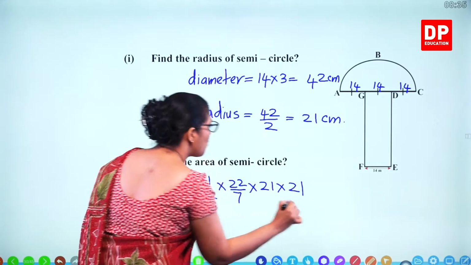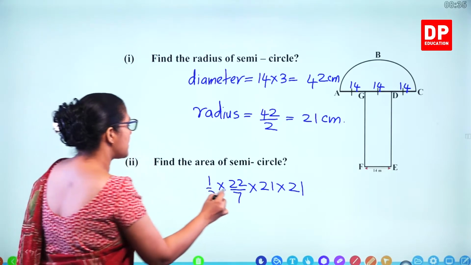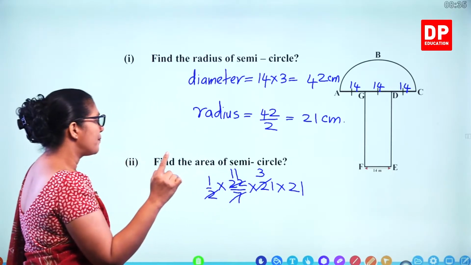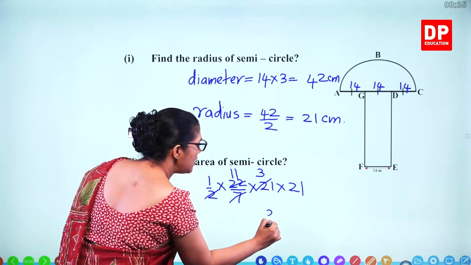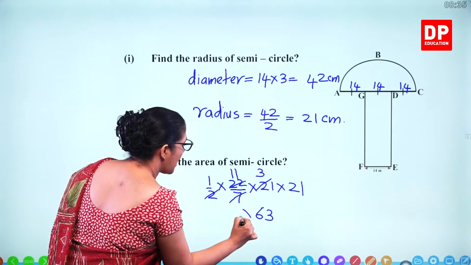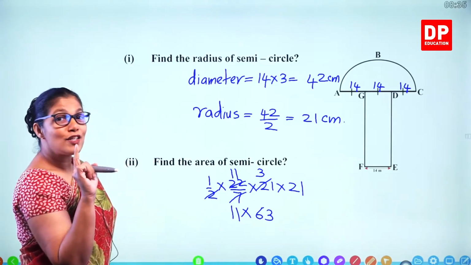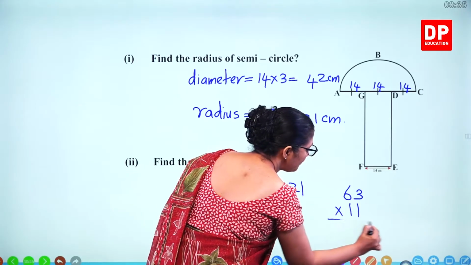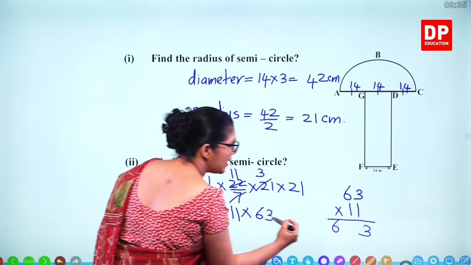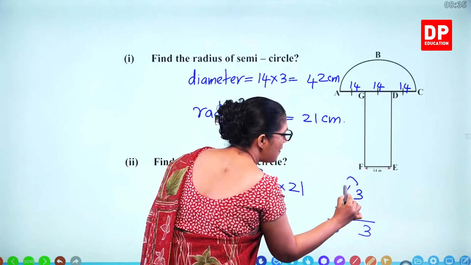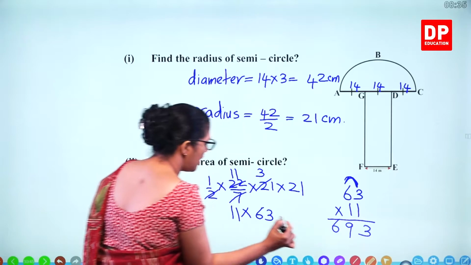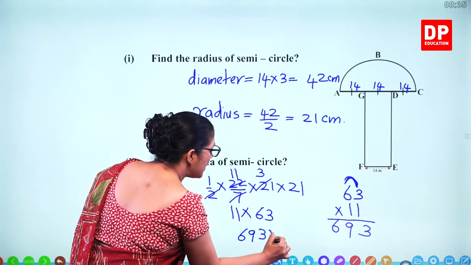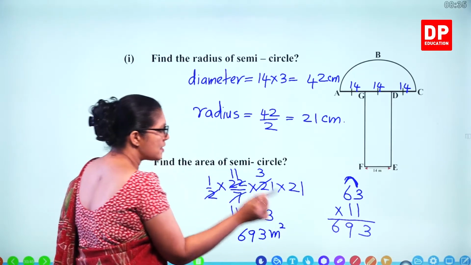21 into 21. Simplify 7 times 3, 2 and this you get 11. So 3 times 21 you get 63 times 11. What's the short method to multiply by 11? You write down these two numbers separately, first and the last one, and then we add 6 plus 3 becomes 9. So 693 square meters is the area of the semicircular part.